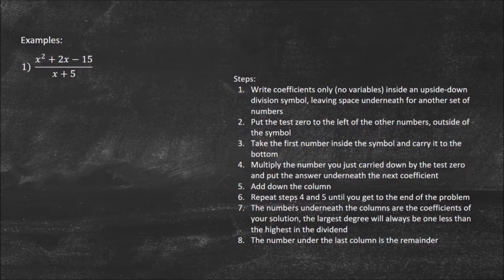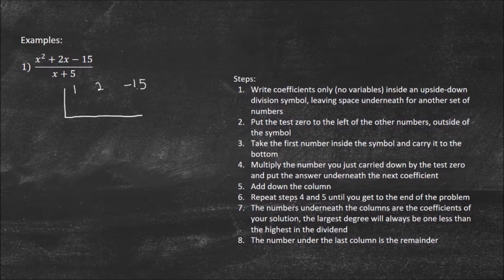First step, write the coefficients only, no variables, inside an upside down division symbol, leaving space underneath for another set of numbers. That can be confusing, so let me just show you. We're going to draw an upside down division symbol like this, leave space for another set of numbers, and write our numbers up here. We're using x squared plus 2x minus 15, but just the coefficients. The coefficient of the x squared term is 1, the coefficient of the x term is 2, and the constant term is negative 15. So we'll write that there.